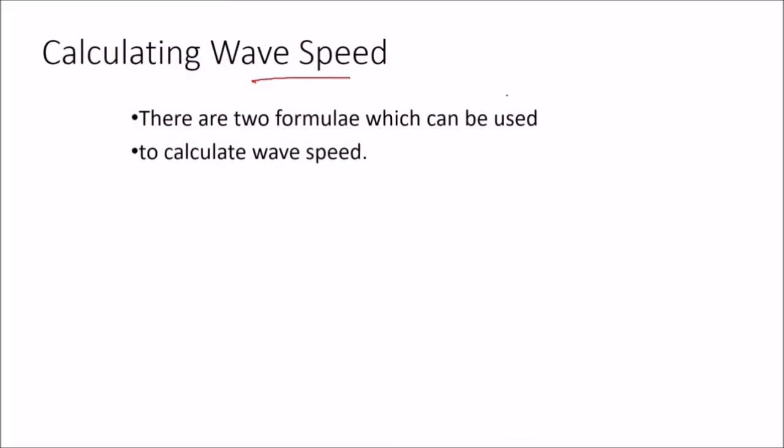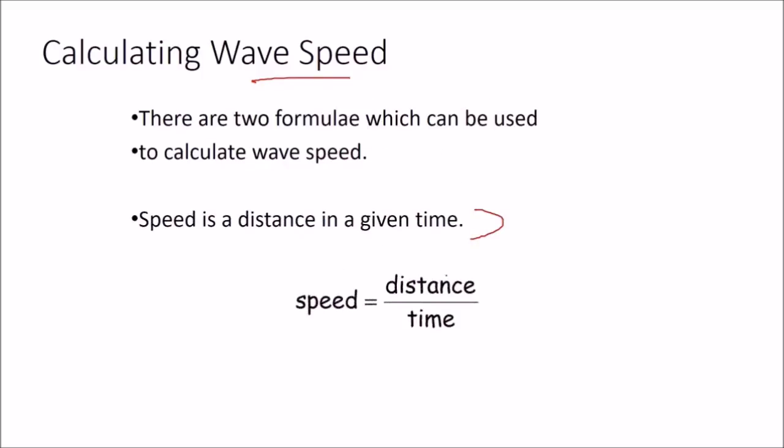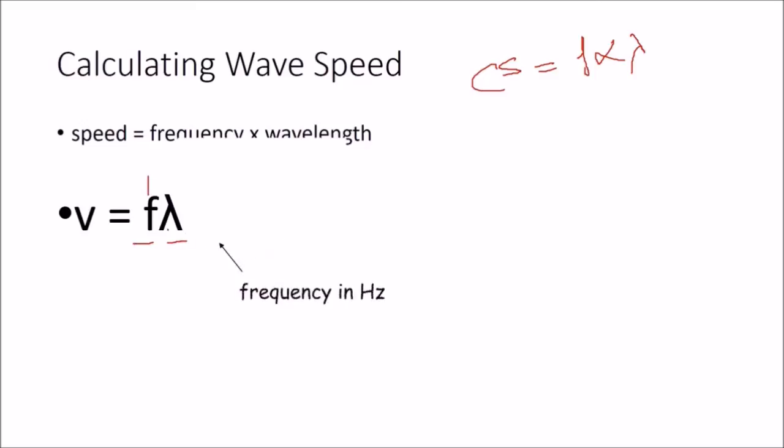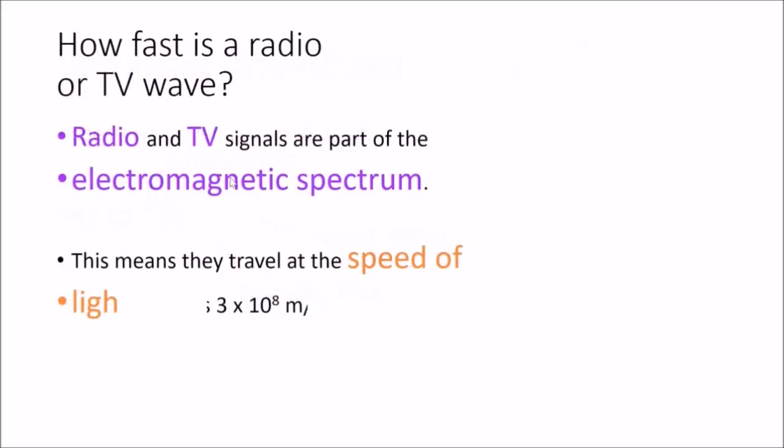How do you calculate the wave speed? There are 2 formulas which can be used. Speed is distance divided by time, so you can calculate the wave speed like this. And the other: speed is equal to frequency times wavelength, v = f λ, where f is the frequency in hertz, λ is the wavelength in meters, and of course v is the speed in meters per second.